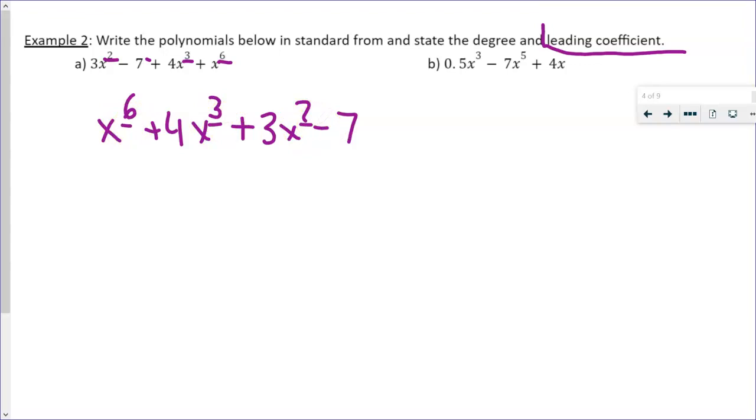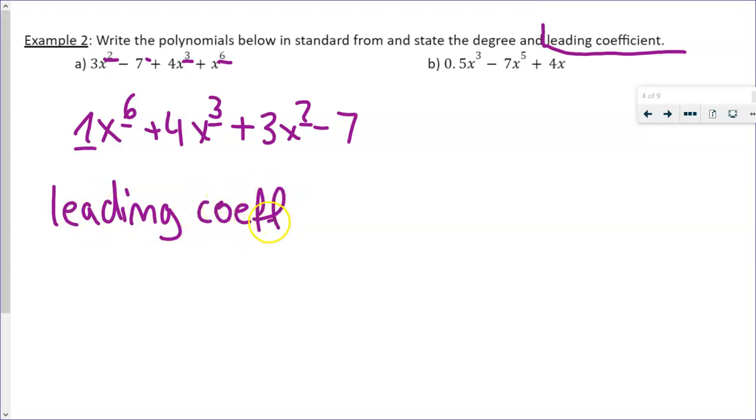Now, what is the leading coefficient? Leading coefficient is the number that is attached to the x in the front that starts the equation. And in this particular example, the leading coefficient is 1. So the leading coefficient will equal 1, okay? And the degree starts with 6.